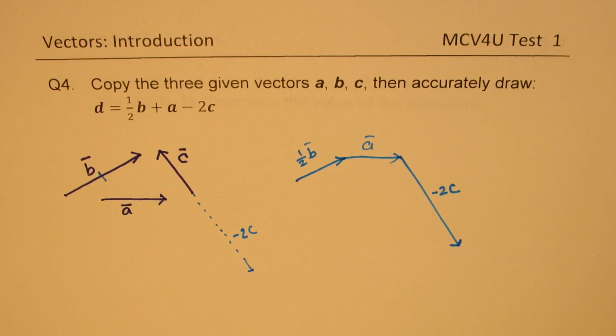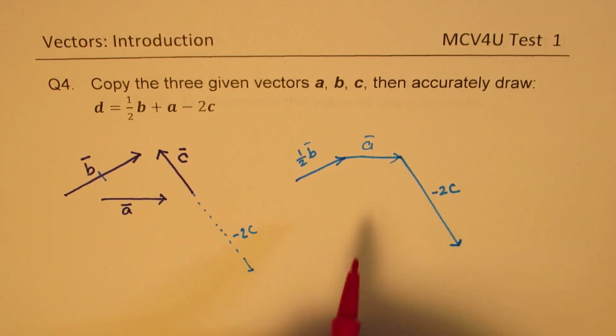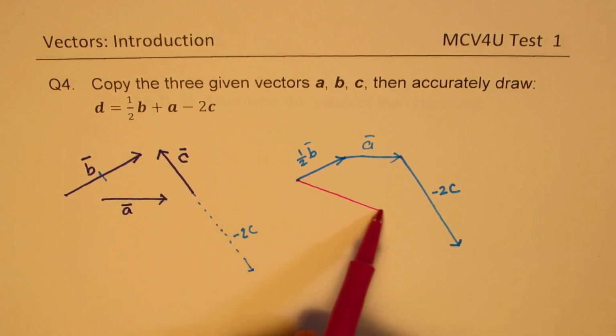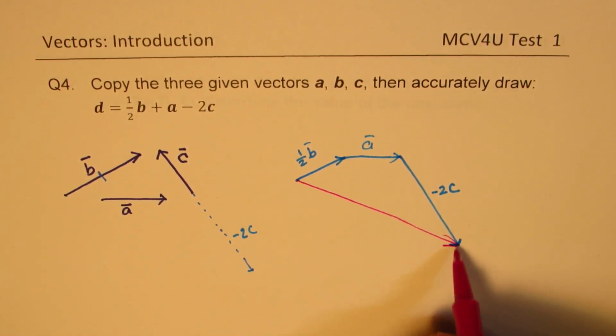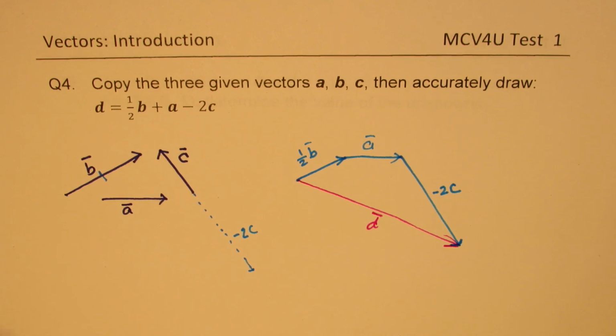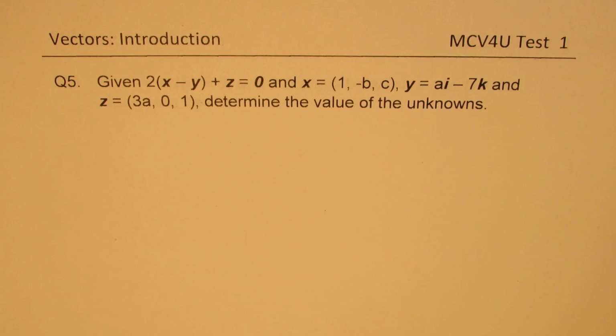Correct? Now joining from the starting point to the end point gives us the vector d, right? So now we'll join from here to this point. That becomes our vector d. Clear? So that is how we are going to sketch it. So I hope the steps are absolutely clear. So normally this will be given to you on a graph paper where you can accurately sketch.